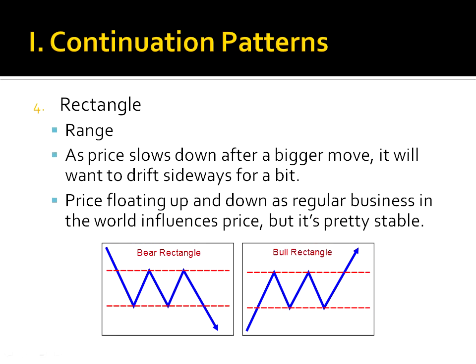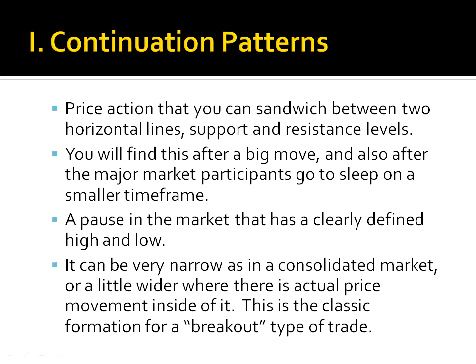The rectangle, this is a range. This range-bound market is essentially what a rectangle is. As price slows down after a bigger move, it will want to drift sideways for a bit. Price floating up and down as regular business in the world influences price, but it's pretty stable. There's a nice agreement on the current price, so the fluctuation is minimal. Price action that you can sandwich in between two horizontal lines, support and resistance level.